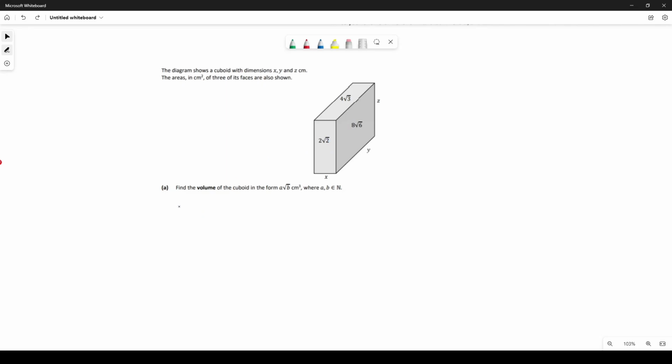So to get 2 root 2, they must have done the length. Now I don't know, people disagree on which one's the length, which one's the width. It does not matter. That's the Z, right? Because it's the same as that one. But what we would do is we would say, oh, length by width means x multiplied by z gives you 2 root 2. And you do that for all of them, so then you'd say, oh, x by y gives you 4 root 3. And you'd say y times z gives you 8 root 6.